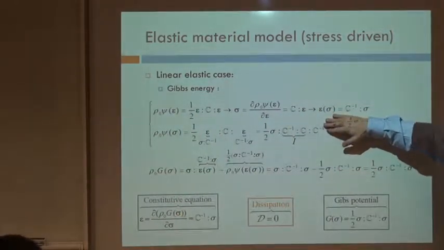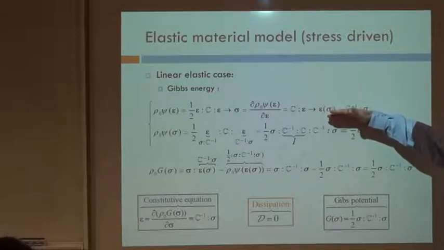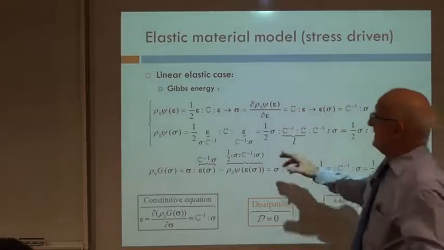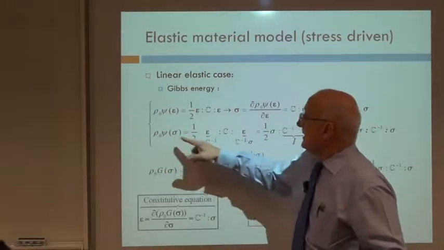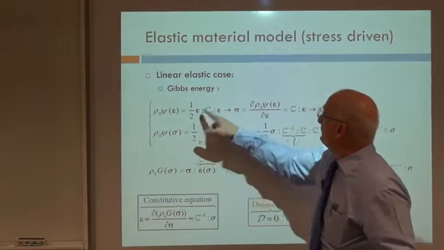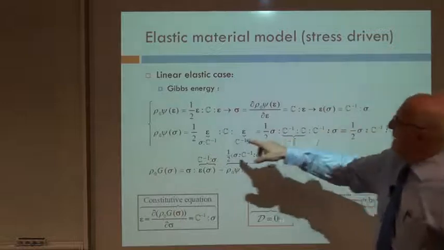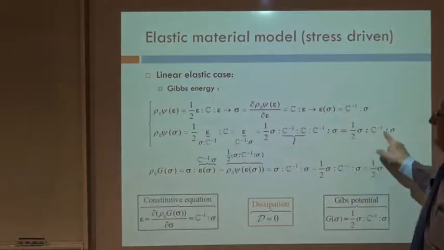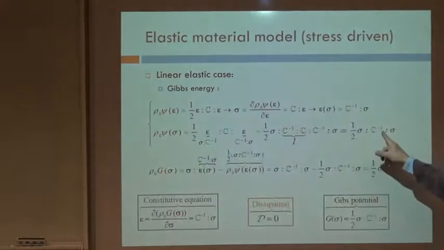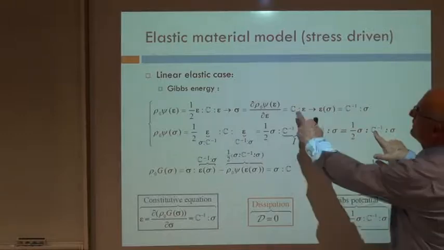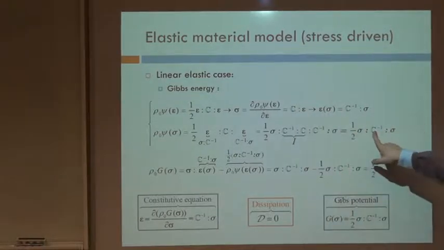Okay? Let's see what happens if I am able now to derive the same equation, but starting from the other point of view, starting from a stress-driven material. Okay? And to do that, I just consider first the free energy, but now replacing, whenever I have the strain, C minus 1 sigma. I do that, I replace, and I obtain that the free energy in terms of the stresses can be written in that way. 1/2 of the stresses times the inverse of the elastic constitutive tensor times the stress.